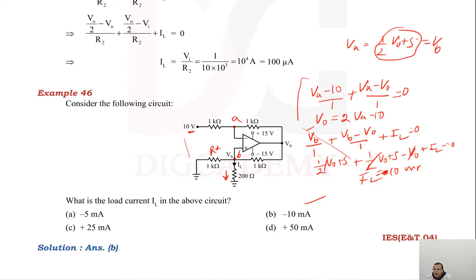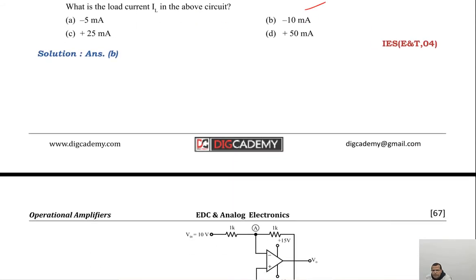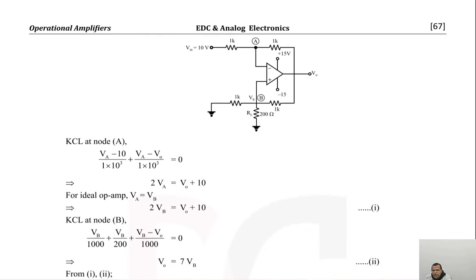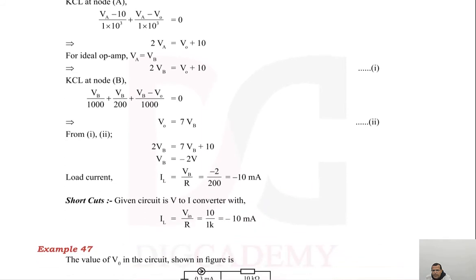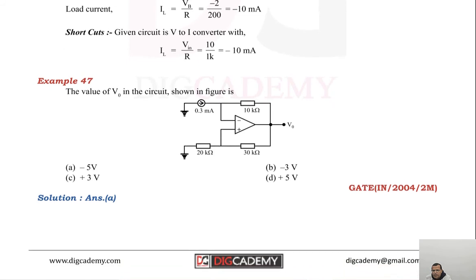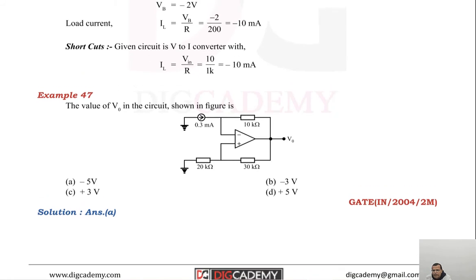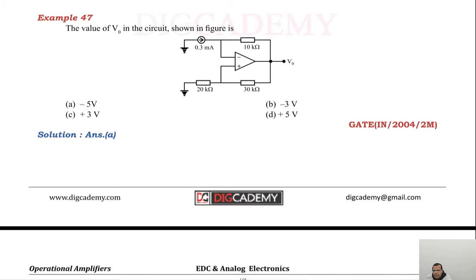What I mean to say is, if you follow the proper procedure of applying KCL at node A and then at node B, you can find the current. That same procedure has been followed here. First I obtained the voltage at node A, then applied KCL at node B, and finally we could calculate the current. So I have given you the shortcut also. Fine. Now let us see the next example.